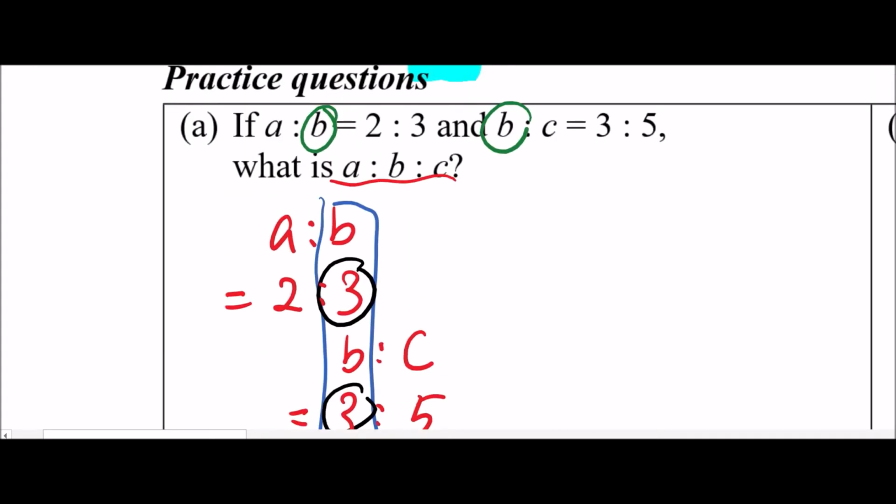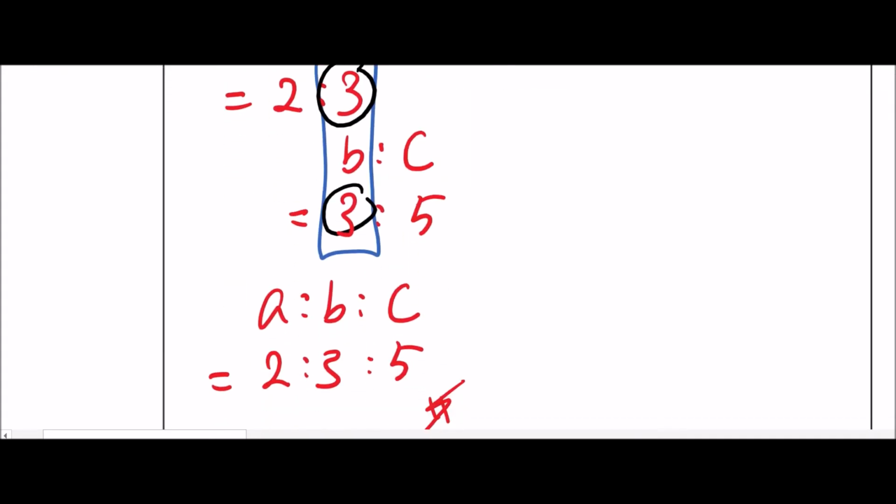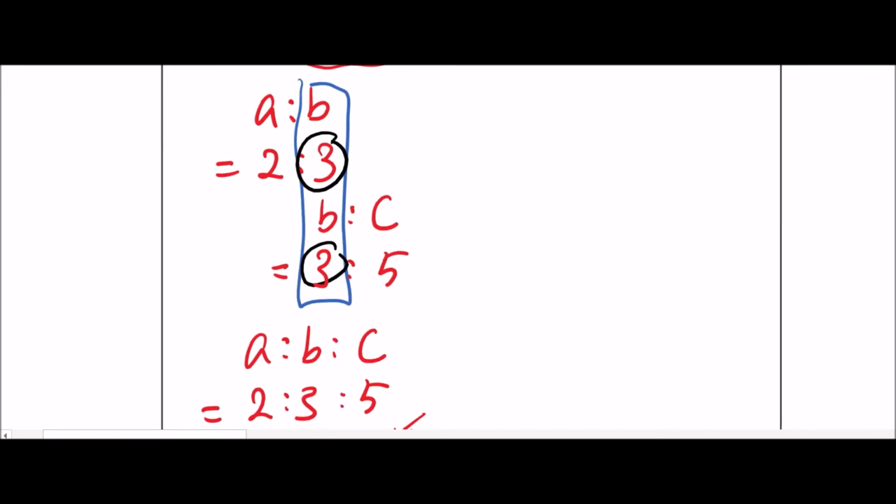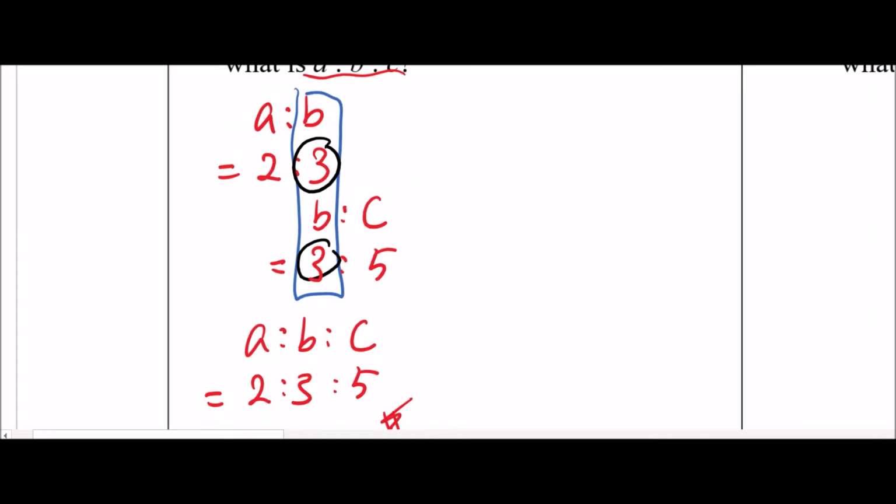Because the other question asks for A is to B is to C, right? So this case is simple because for B, they both take the same ratio. We can immediately combine. And we can even compare A and C. 2 is to 5, right?